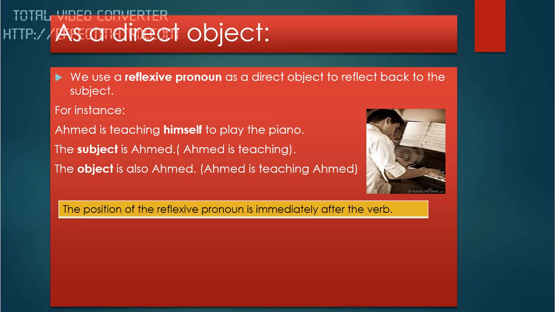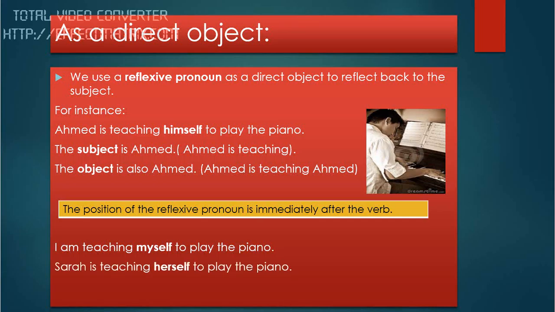Here the position of the reflexive pronoun is immediately after the verb. Here the verb is teaching and then we have a reflexive pronoun. So for instance, I am teaching myself to play the piano. Sarah is teaching herself to play the piano. So Sarah is female, so we use the third person singular female reflexive pronoun herself.